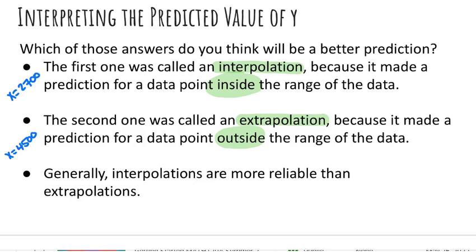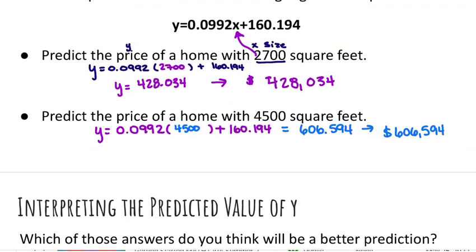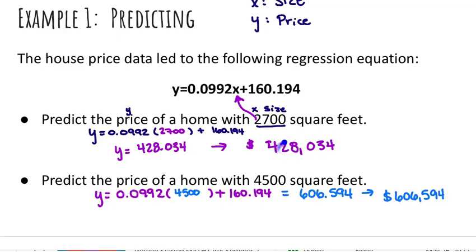What's important to note here is that interpolations are more reliable than extrapolations. So we would consider the first answer reliable, because 2,700 falls within the original data range that our equation is based off of. Because the second one falls outside of that, that's called extrapolation, and again, it's not as reliable as the first. So we would consider this answer reliable, but we would consider this one that used the number outside of the range unreliable.